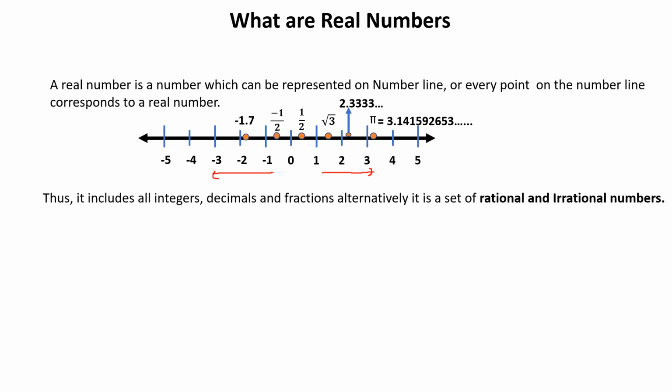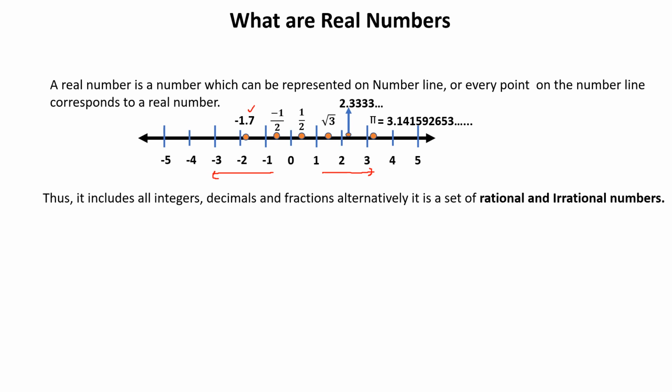It also includes terminating decimals such as -1.7, and non-terminating and repeating decimals such as 2.333 and so on. We know what the next digit is going to be, and that's the reason we call it a non-terminating and repeating decimal.